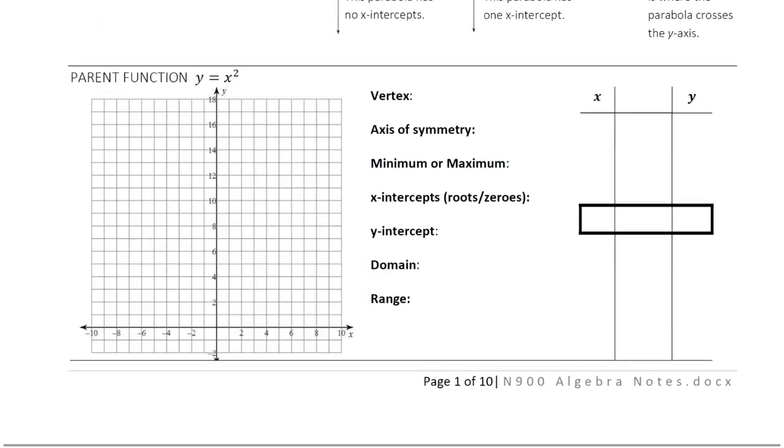The first parabola we will graph is called the parent function. All parabolas have the same shape as this one. They might be stretched or moved, but they all have the same basic shape. This function is y equals x squared.